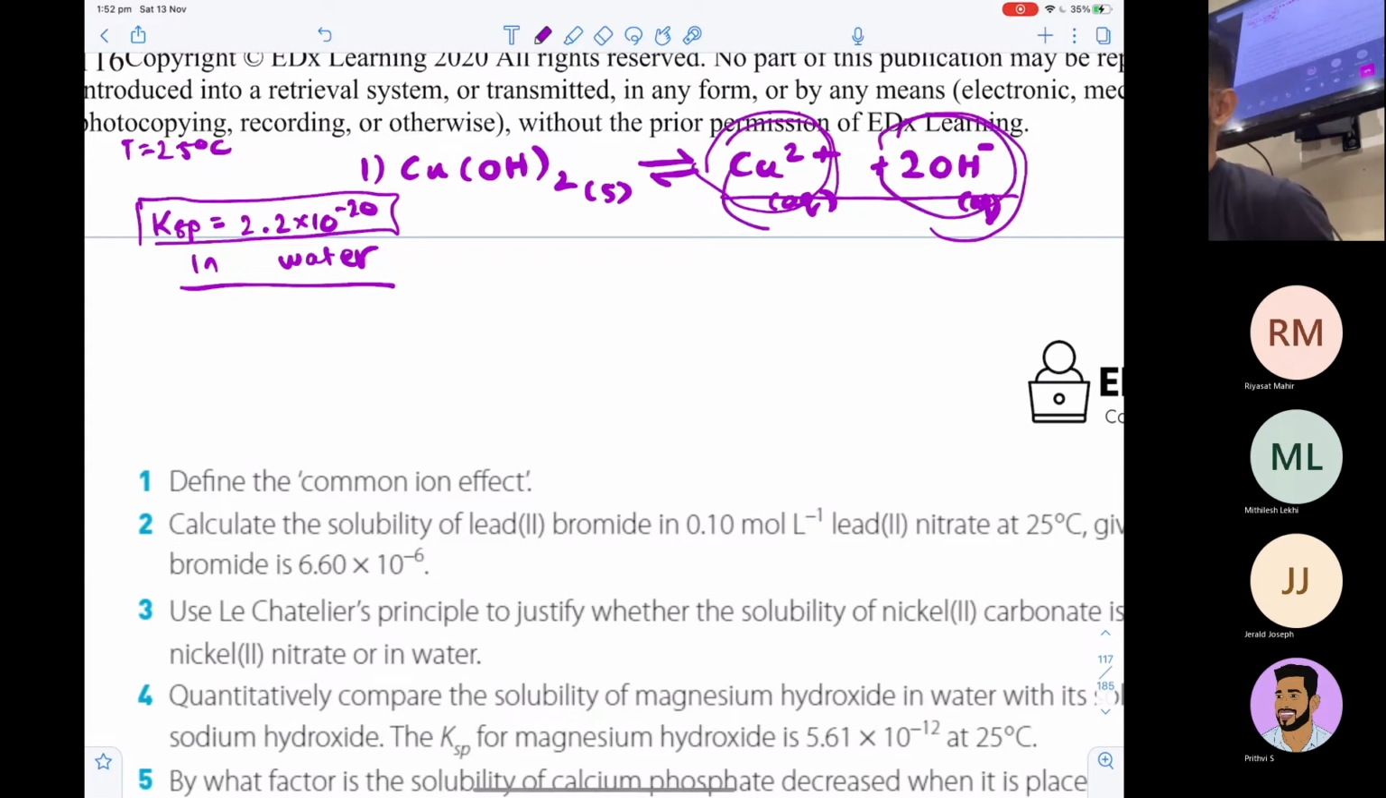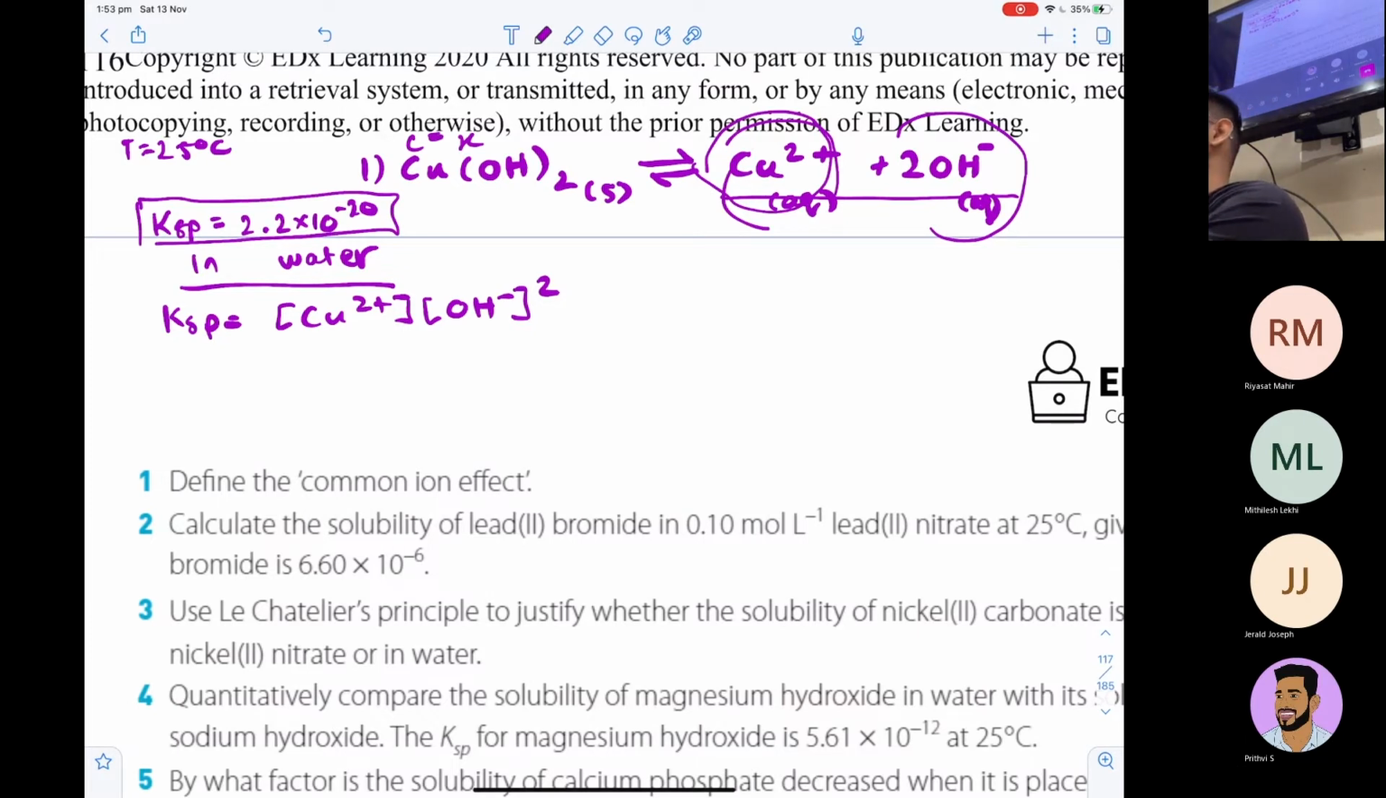What K always helps you find correctly is the concentration of aqueous ions. So it's not so hard right now. All we need to do is, well, we know the KSP equation is going to be equal to the concentration of copper times the concentration of hydroxide squared.